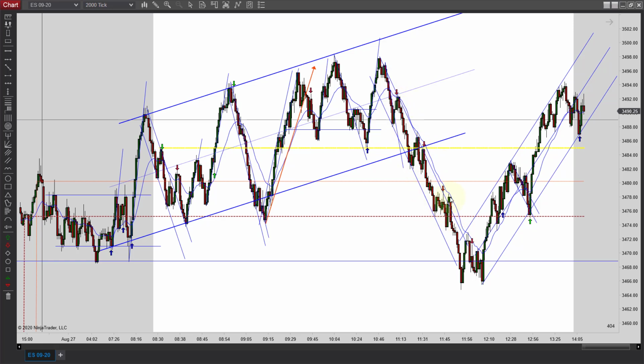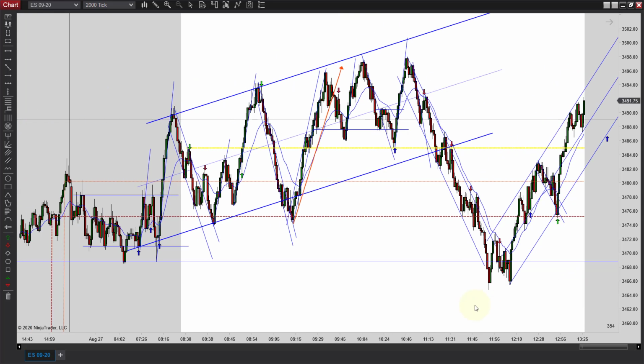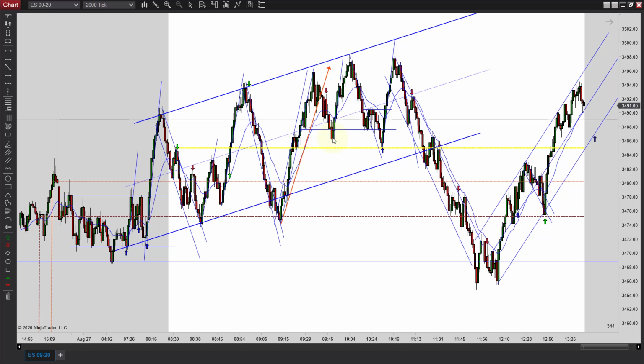You got a break or a close outside here. Move to a new low. And then you had a channel working up, and you finally had a break. It was well after 2 o'clock. So all the price action was relatively straightforward. Obviously, there's smaller trend lines in here.